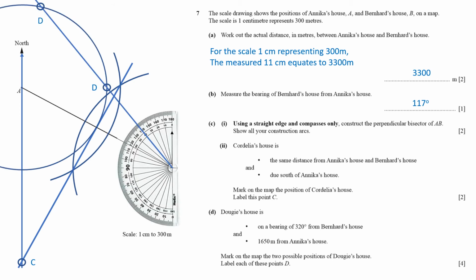The first point would mean plotting a straight line from the point B at the bearing of 320 degrees. The second point would require positioning the compass at 5.5 centimeters apart and inscribing an arc from the point A. The required points D are the intersects of the straight line against this arc.